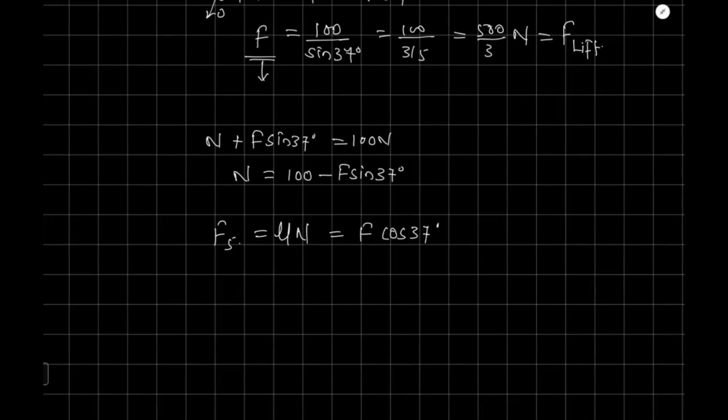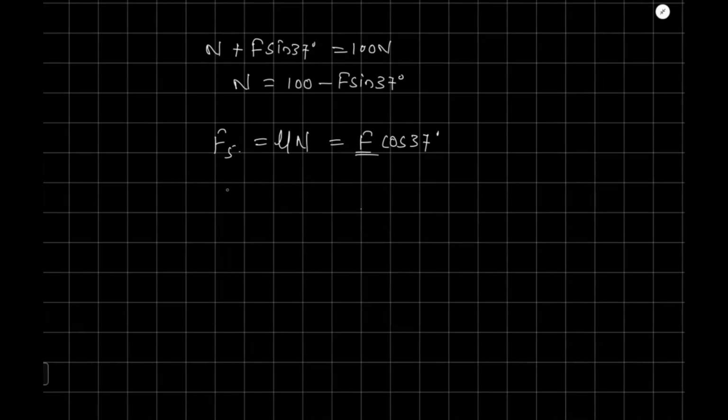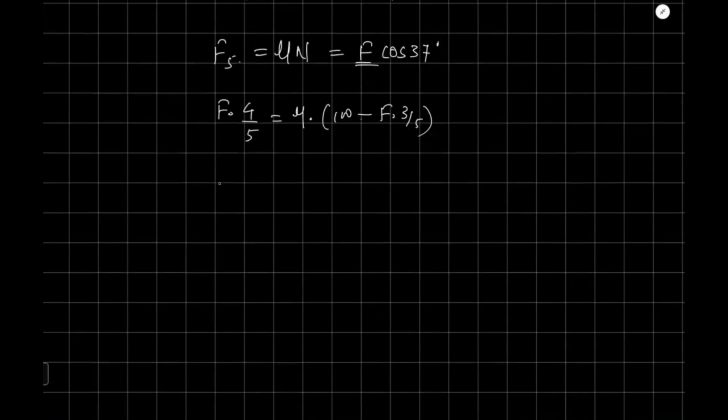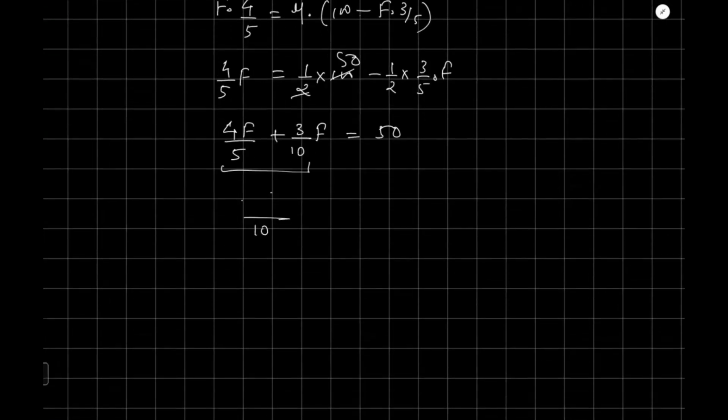This is for the limiting case. So F cos 37 is 4 by 5 F, and mu is 1 by 2, and the value of N is 100 minus F sin 37, with sin 37 being 3 by 5. So 4 by 5 F is equal to 0.5 into 100 minus 1 by 2 into 3 by 5 into F. You'll get 4F by 5, and taking this term to the left side, plus 3 by 10 F is equal to 50. So 8 plus 3 is 11, 11F by 10 is equal to 50. So we'll get F is equal to 500 by 11.